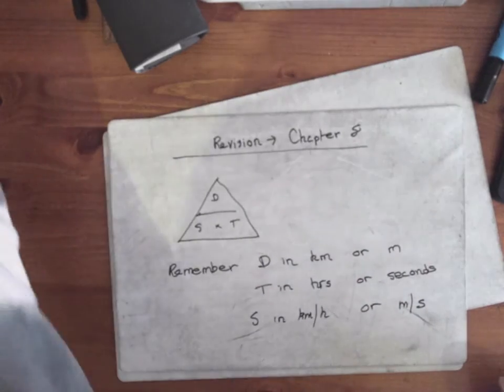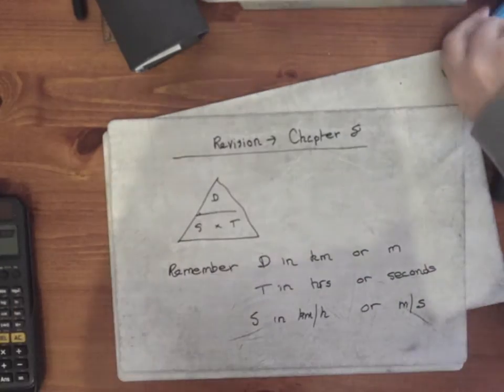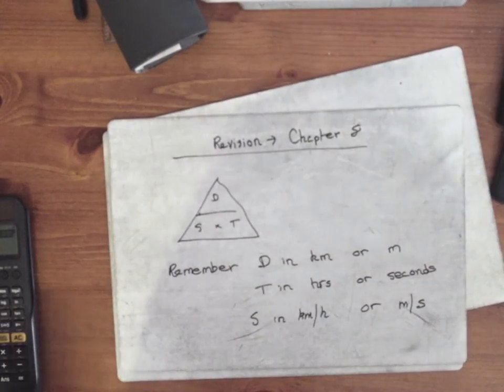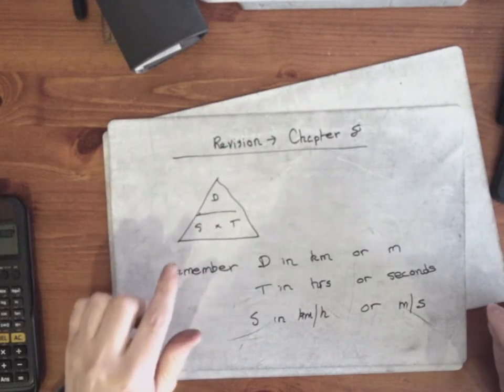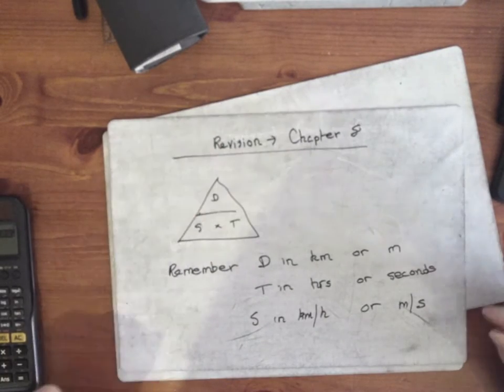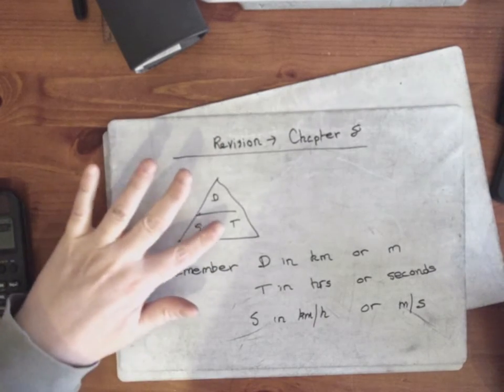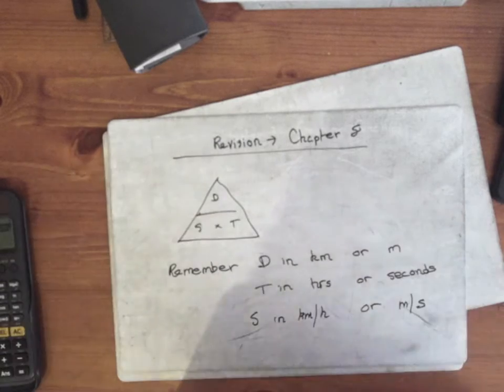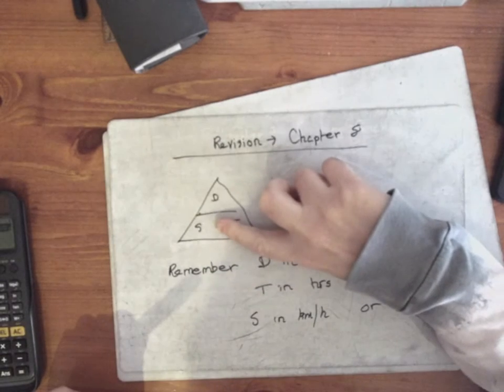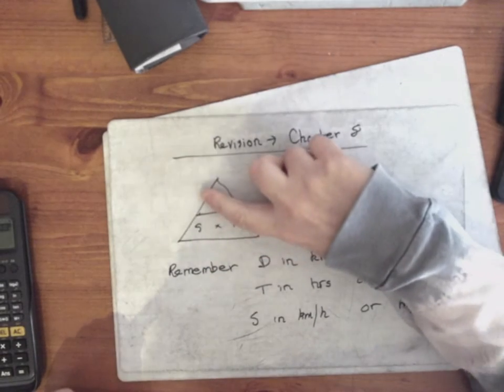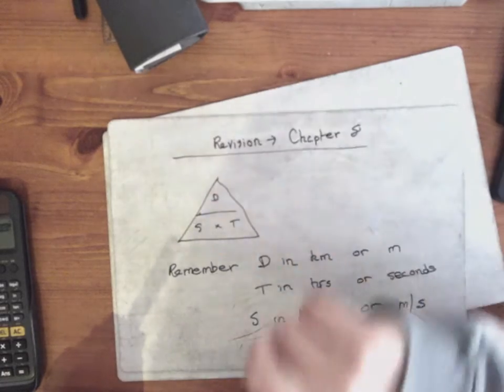Okay guys, revision chapter 8. Chapter 8 starts off with speed. So you need that silly triangle. If you remember that silly triangle, you have three formulas in one. Cover speed: speed equals distance over time. Cover time: time is equal to distance over speed. Cover distance: distance equals speed multiplied by time.